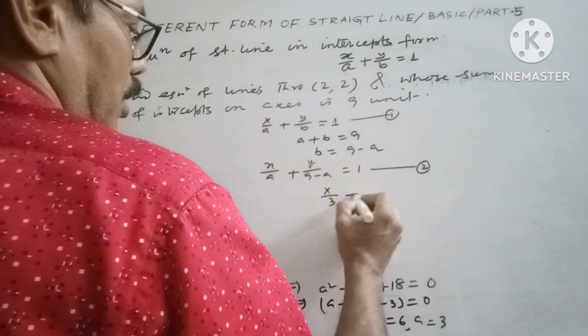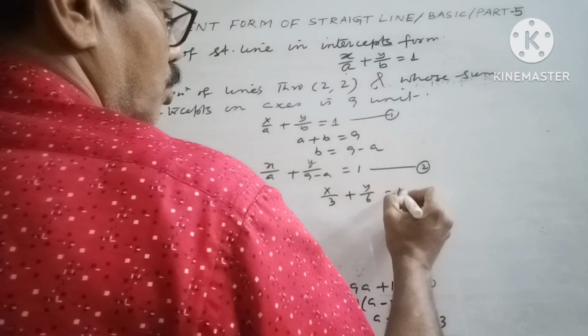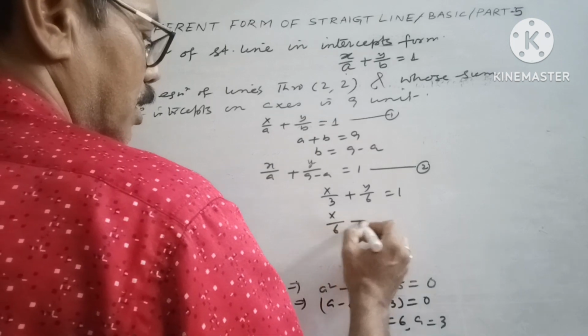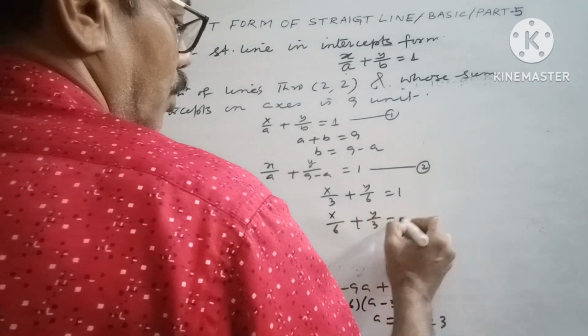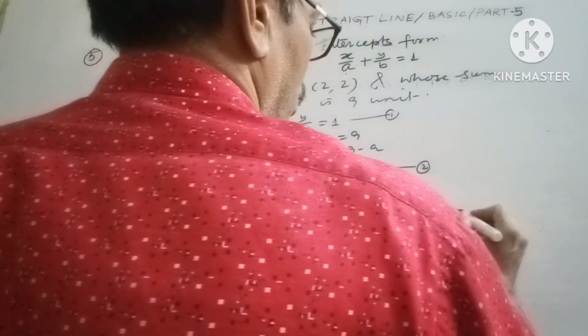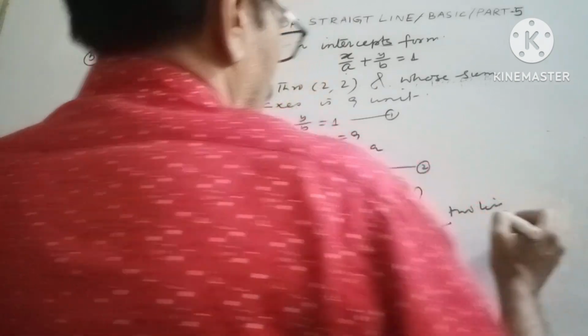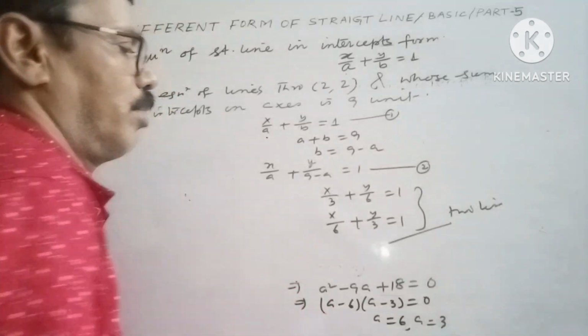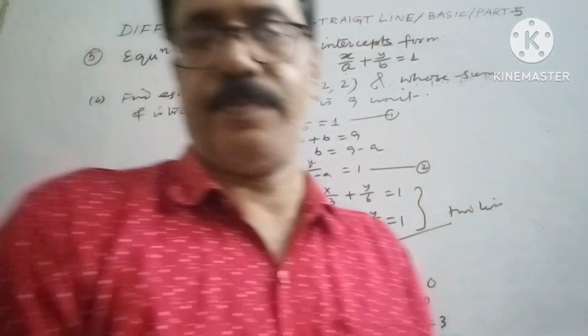x by 3 plus y by 6 equals 1. And if we put a equals 6, so you are getting y-intercept 3. So two unknowns a and b, two conditions, solve and find a and b.